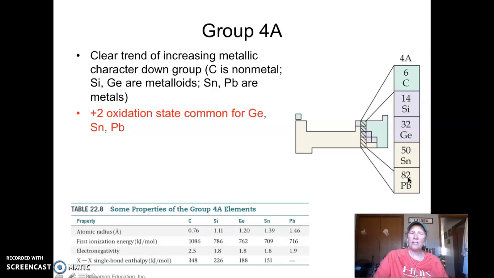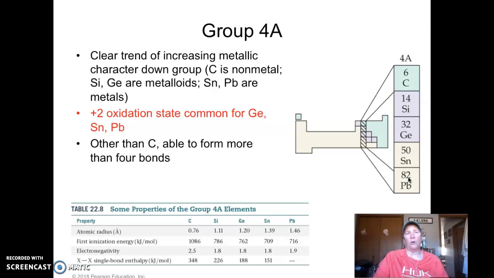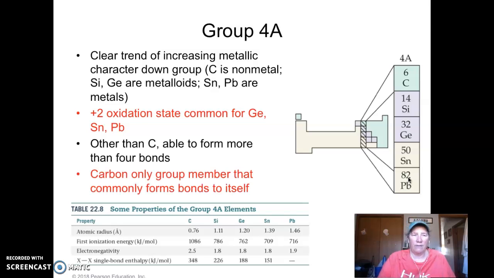Common oxidation state for germanium and below is +2. Carbon is +4. The reason carbon forms so many different compounds is it needs to form 4 bonds. Silicon is +4 sometimes, but it can't form as many because silicon's bigger, so they're not as stable. But because carbon is small and needs to form 4 bonds, it forms lots and lots of compounds. Carbon is the only group member that commonly forms bonds with itself. So you'll get carbon-carbon-carbon bonds, and that's the whole thing of organic chemistry. Silicon doesn't do that so much.